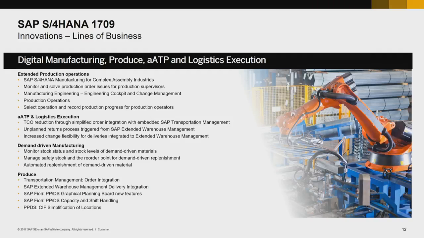This leads to a lower TCO of the application and gives a central monitoring. It includes features like delivery creation according to the results of the transportation planning, which are based on sales orders or purchase orders.